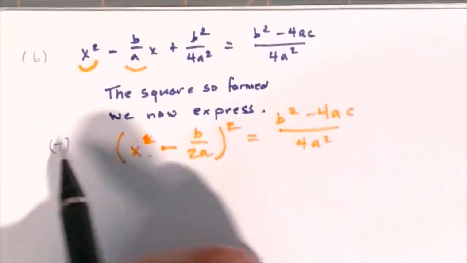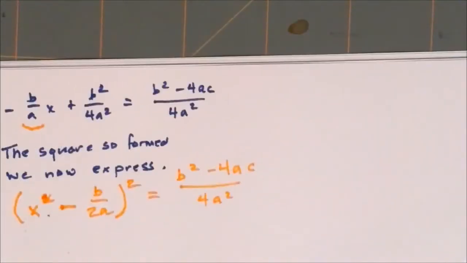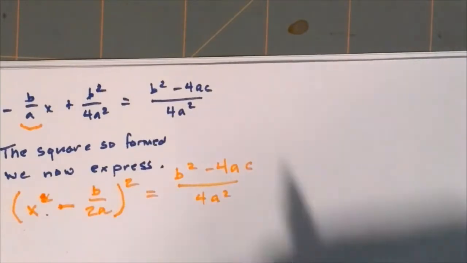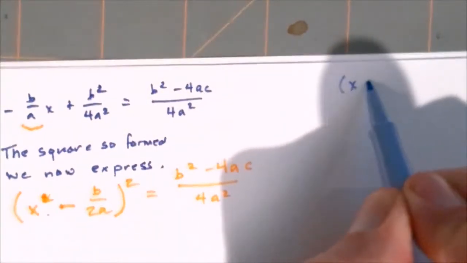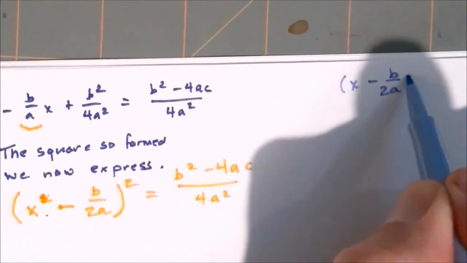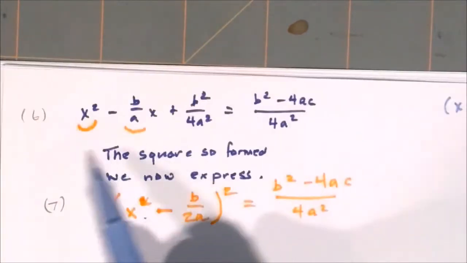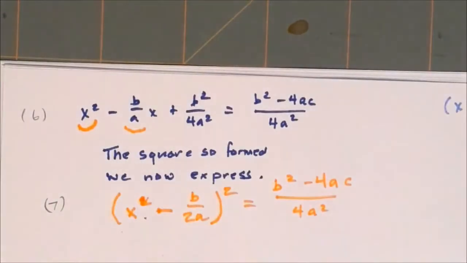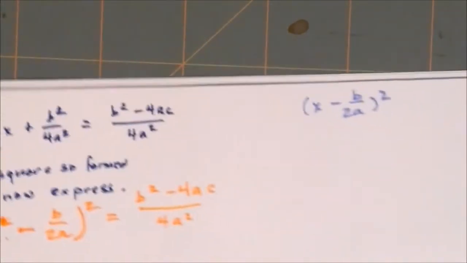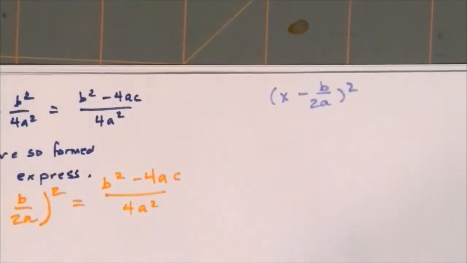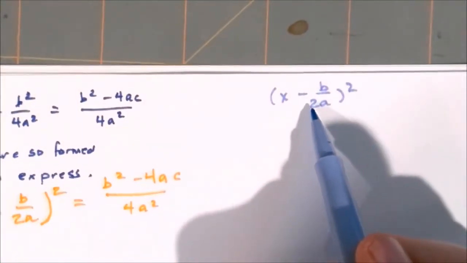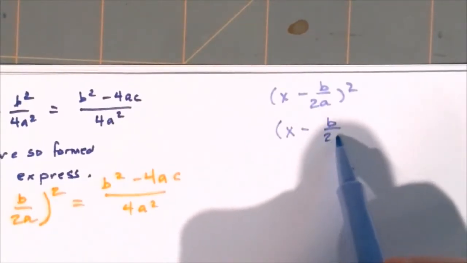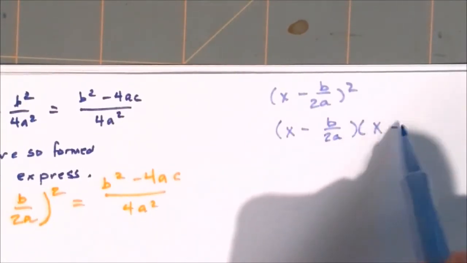Alright, now a lot of you guys out there, I know there's a lot of doubters out there. Like, what are you talking about, Mr. Cubic? Are you going to honestly try and tell me that x minus b over 2a squared is equal to x squared minus b over ax plus b squared over 4a squared? Is that what you're going to try and tell me?